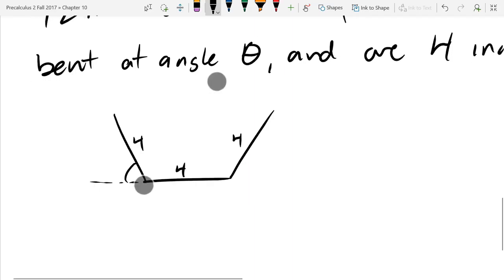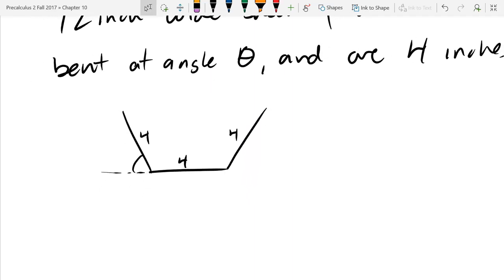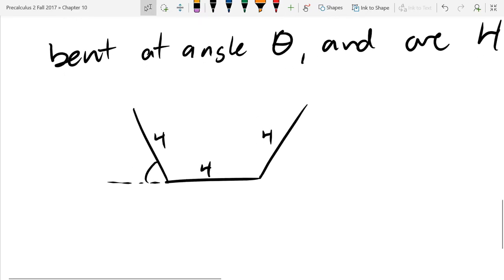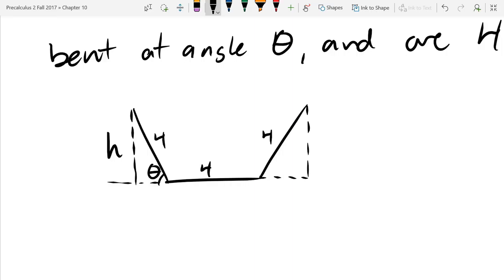So I want to know the total amount of water, the area of water, that could fit inside of this shape right here. And of course, to do that, we're going to need a height. So let's figure out the height right here. I'll call that H. And I better make my angle a little smaller so it fits. That angle is going to be theta. Of course, I have the same thing going on over here. We got another H, another angle theta.